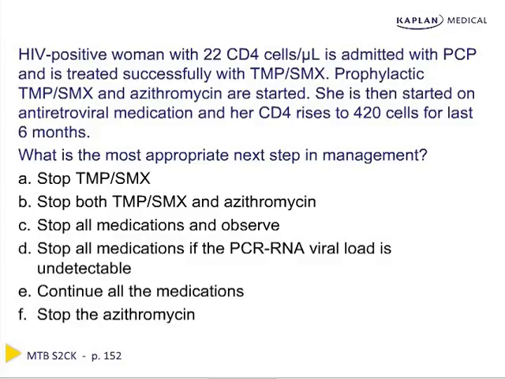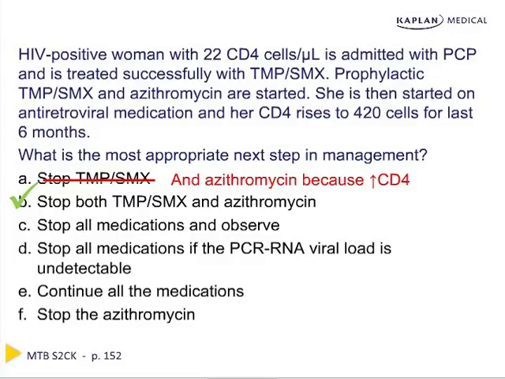The answer choices would include stopping the trimethoprim sulfamethoxazole, stopping both trimethoprim and azithromycin, stopping all medications including antiretrovirals and observing, stopping all medications only if the HIV PCR viral load is undetectable, continuing all medications, or just stopping azithromycin. The correct answer is B, stopping both trimethoprim sulfamethoxazole and azithromycin. Stopping just the trimethoprim sulfamethoxazole is not correct. The azithromycin must also be stopped.